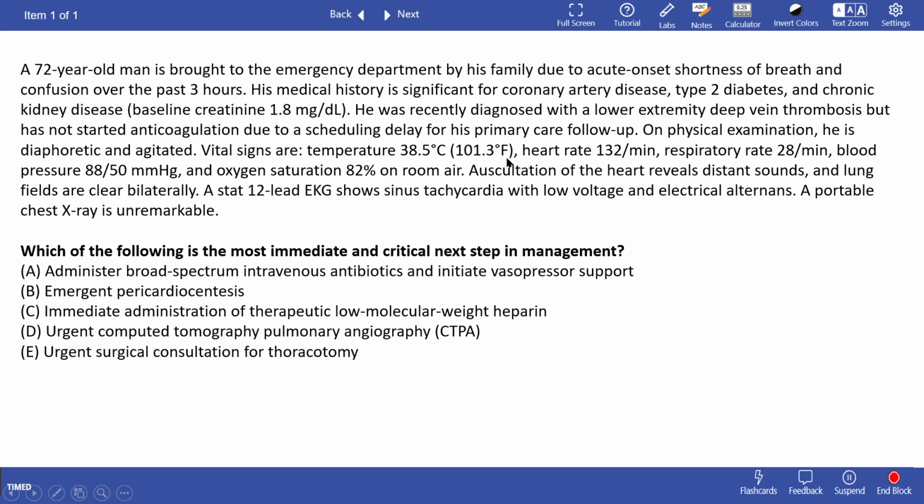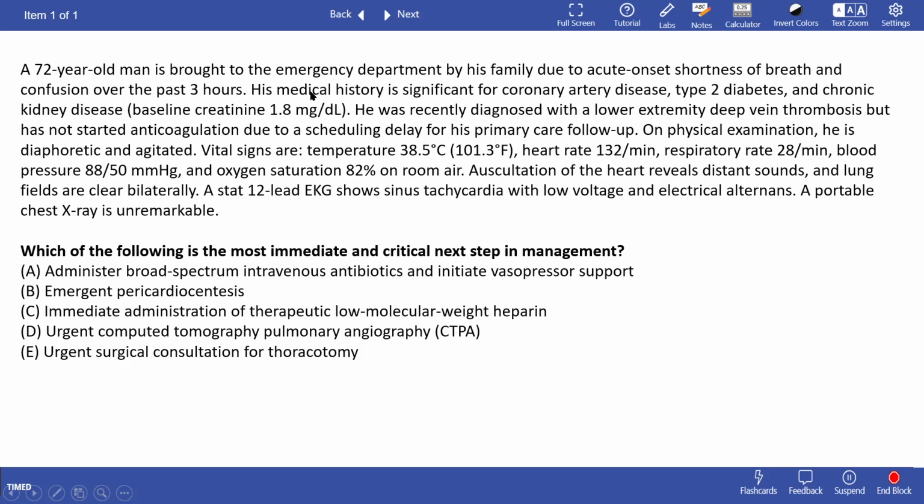Vital signs are temperature of 101 Fahrenheit, which means he is having a fever, heart rate of 132, respiratory rate of 28, and blood pressure of 88 by 50, which is low, so this would be considered an unstable patient. Oxygen saturation is 82 on room air, and auscultation of the heart reveals distant heart sounds. Lung fields are clear bilaterally. A stat 12-lead EKG shows sinus tachycardia with low voltage and electrical alternans. A portable chest X-ray is unremarkable. So this is the case that is presented.